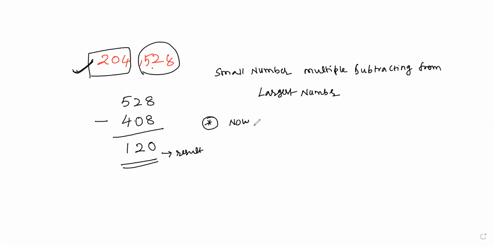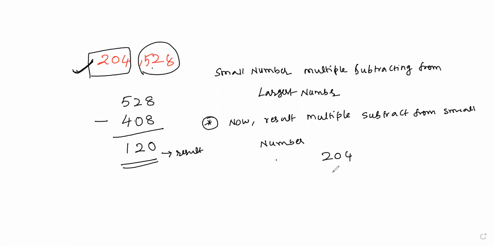Now the result multiple we subtract from the smaller number. That means the result 120 we got. So the smaller number, what is this? 204. So 204, and if you take 120 only one time, you can subtract. So 84 you are getting.